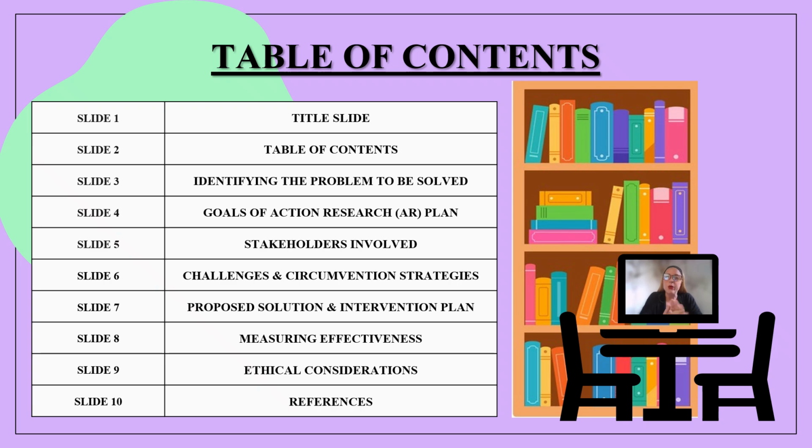During this presentation, we will review several different topic areas relating to the main topic of action research as applied to the topic of improving student engagement in a virtual learning setting. First, we will identify the problem that needs to be solved, discuss the goals of the action research plan and the stakeholders involved, and review the challenges and circumvention strategies, which are methods to overcome the identified problem. The proposed solutions and intervention plan will be reviewed along with measuring effectiveness and ethical considerations. To close this presentation, a reference slide will be displayed, noting the citations used to present this information.